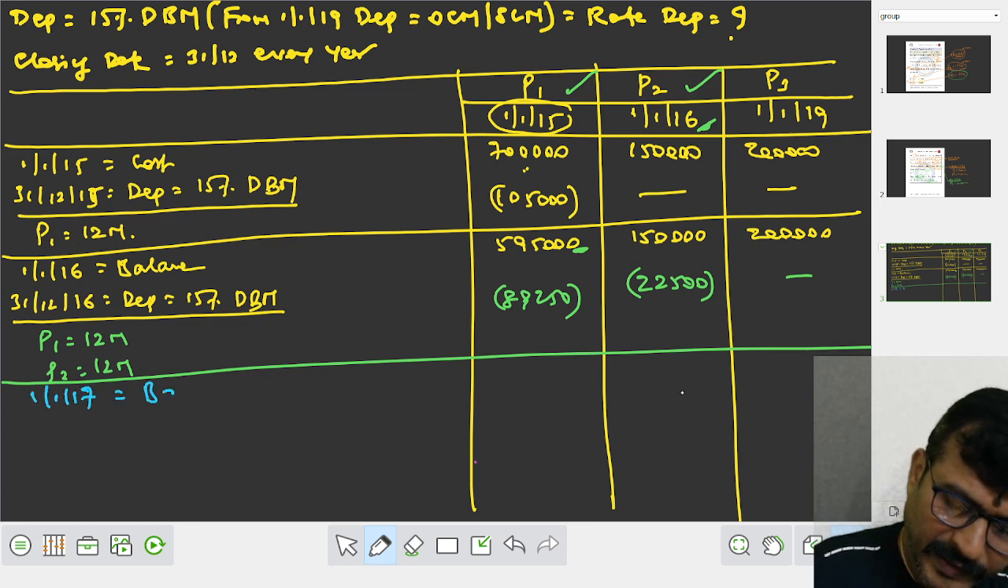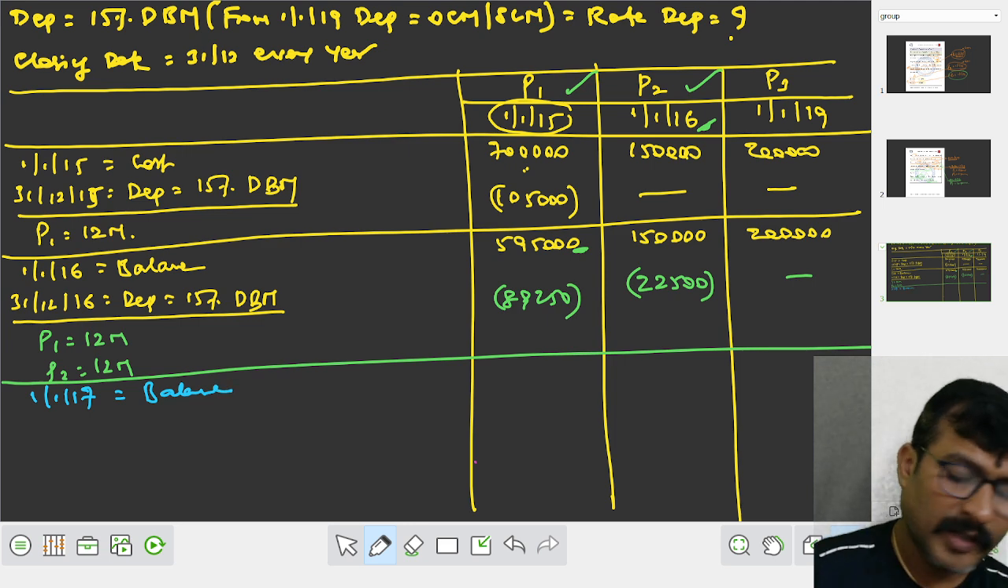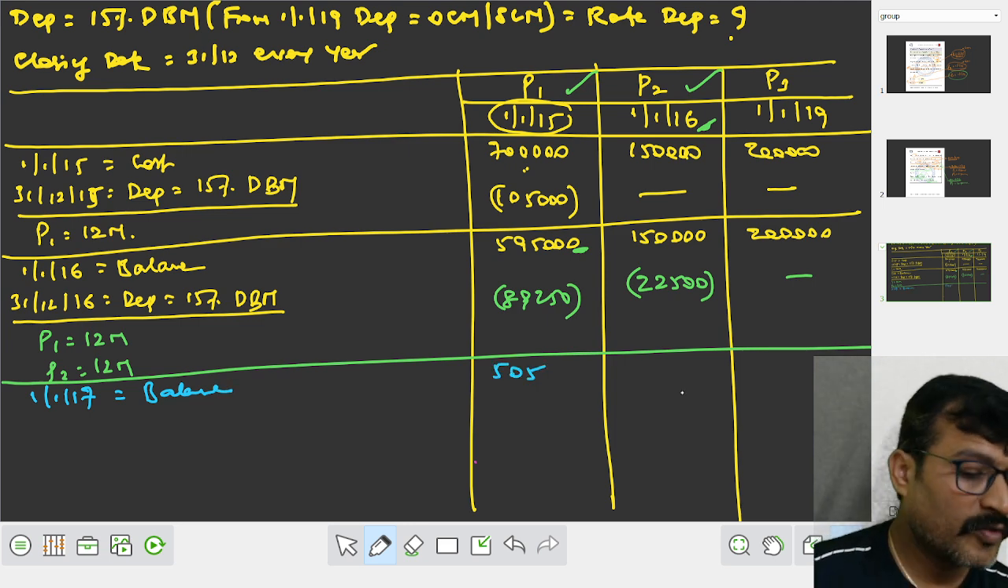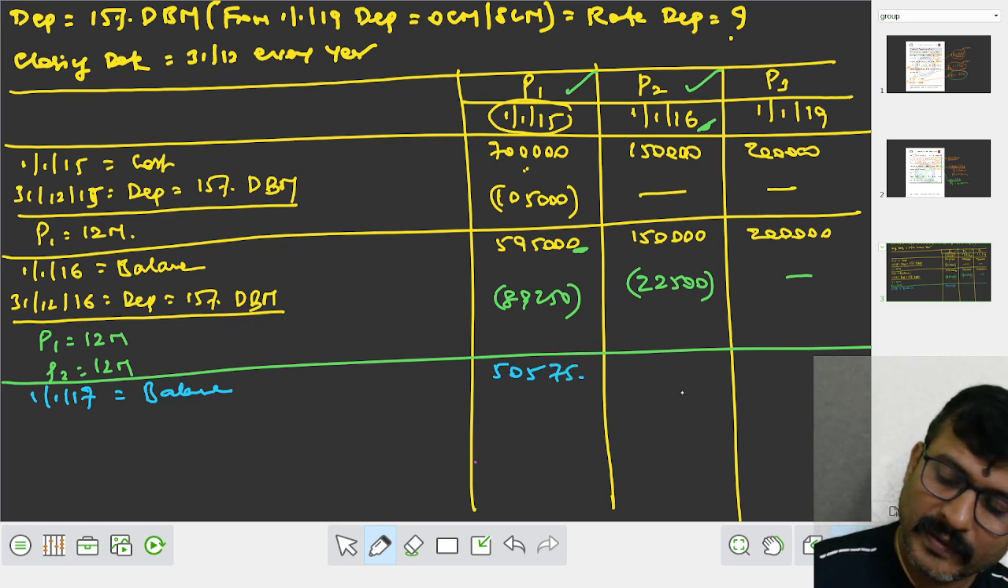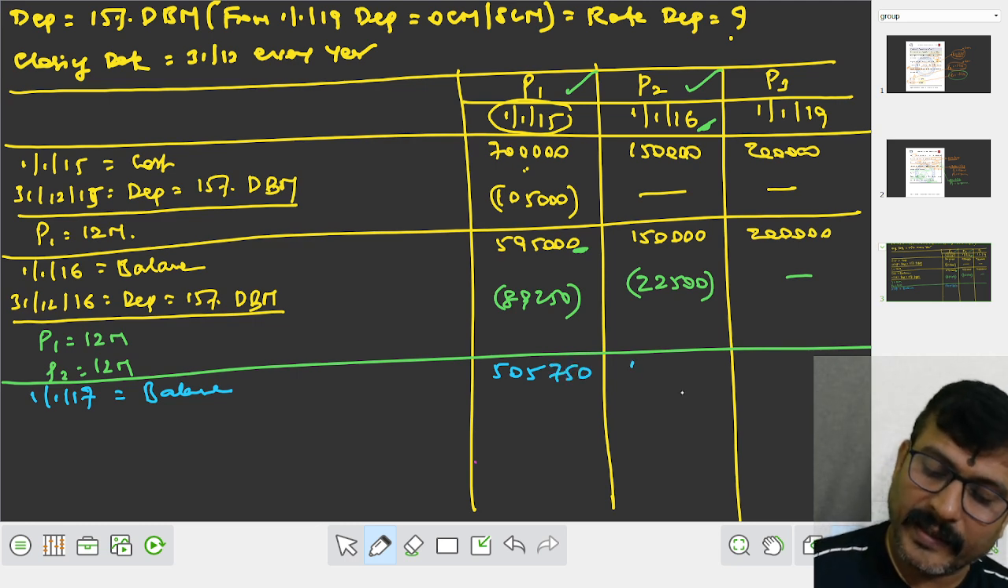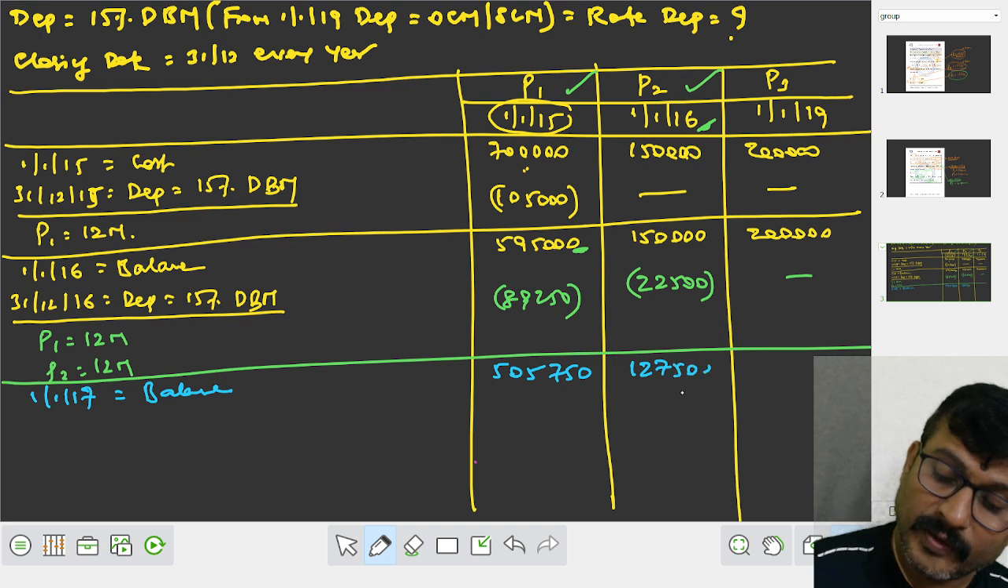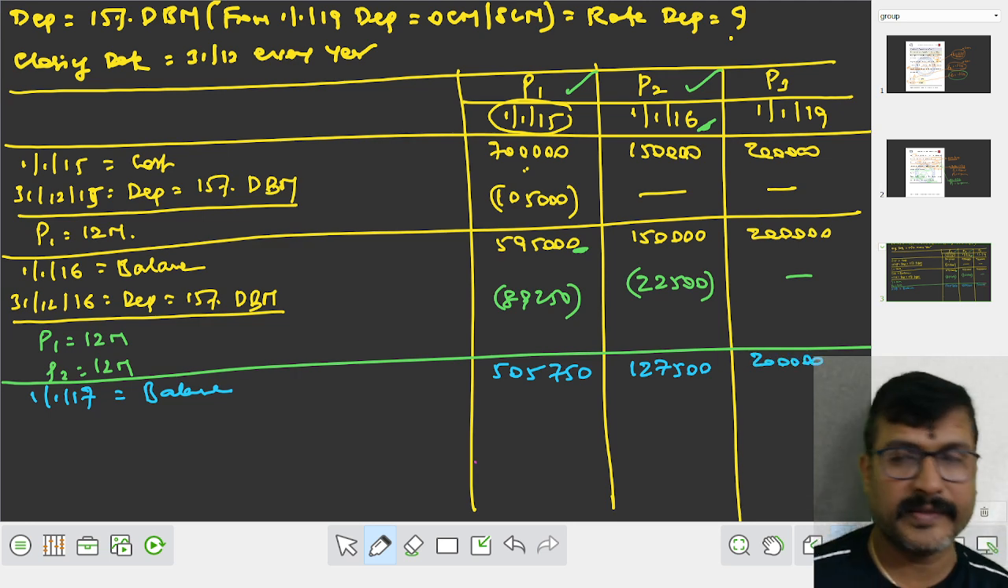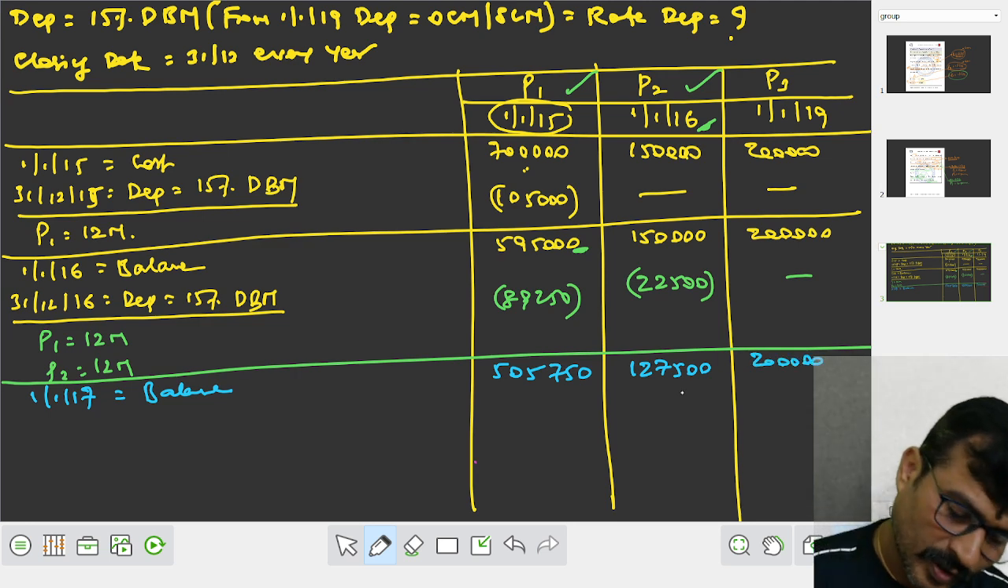1st January 17. How much? 5 lakh 5,750. Here it comes to 1 lakh 27,500. Here it comes to rupees 2 lakhs. Now let us move on to next date.